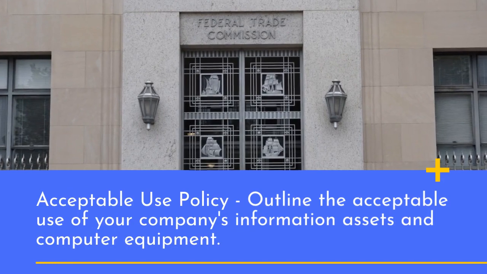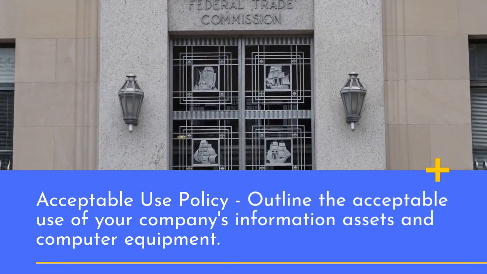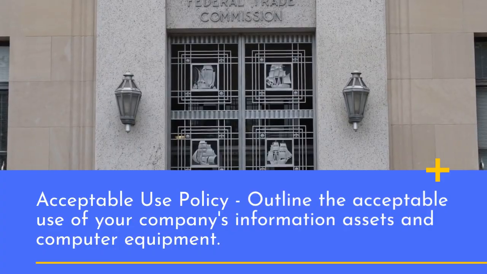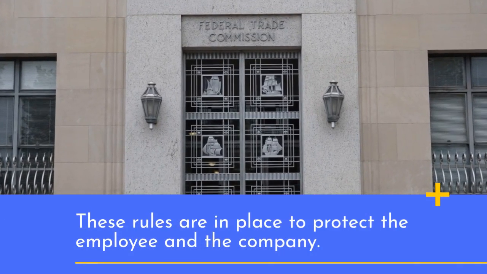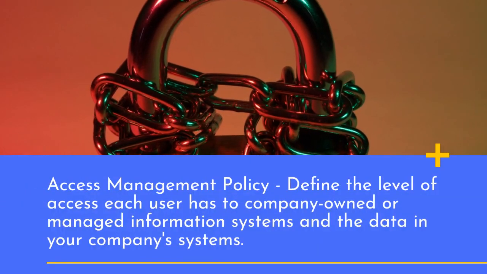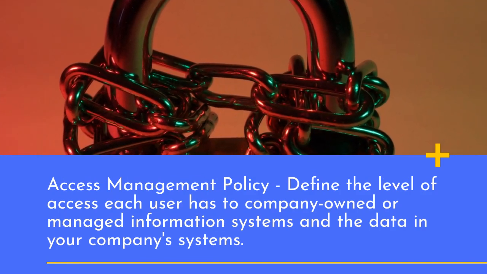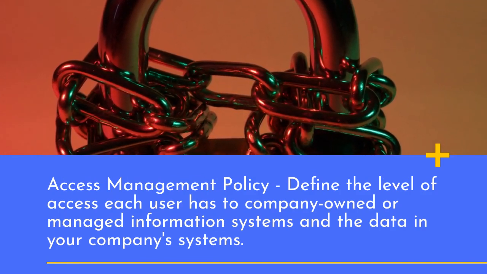Acceptable Use Policy – outline the acceptable use of your company's information assets and computer equipment. These rules are in place to protect the employee and the company. Access Management Policy – define the level of access each user has to company-owned or managed information systems and the data in your company's systems.